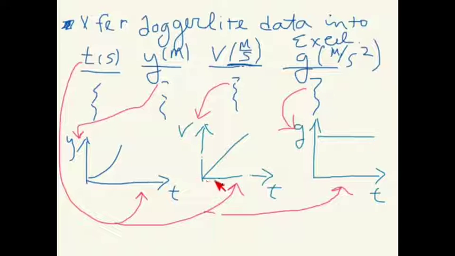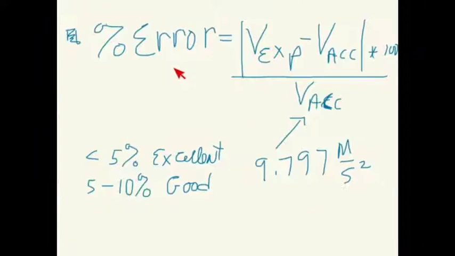To generate the velocity time graph, the time column is not adjacent to or contiguous with the velocity column. So you will block off the time column, press the control key in Excel, and then block off the data column and generate this graph. Likewise, for the acceleration time graph, you'll block off the time column, press the control key, block that off, and generate this graph.